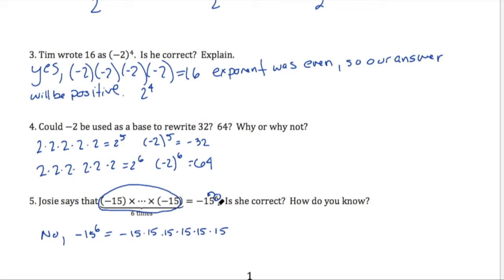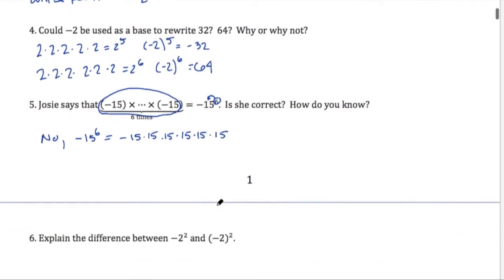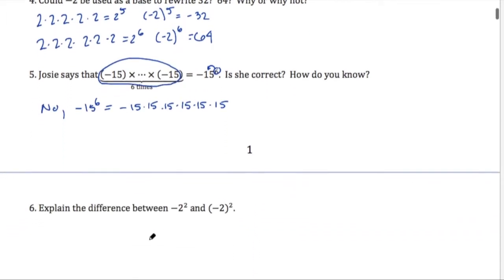So that ultimately brings us to this important distinction: negative 2 to the 2nd power. That is negative, then 2 times 2, which is equal to, of course, negative 4. On the other hand, negative 2 in parentheses squared, that's negative 2 times negative 2, and negative 2 times negative 2 is positive 4. So we can clearly see we get a difference.